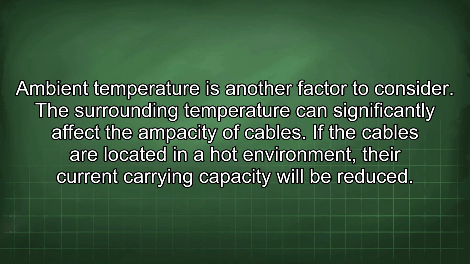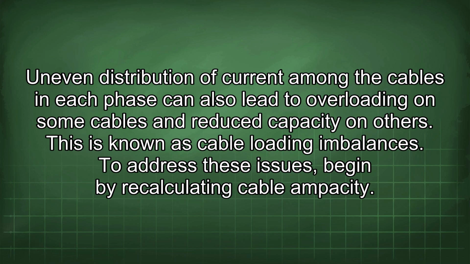Ambient temperature is another factor to consider. The surrounding temperature can significantly affect the ampacity of cables. If the cables are located in a hot environment, their current carrying capacity will be reduced. Uneven distribution of current among the cables in each phase can also lead to overloading on some cables and reduced capacity on others. This is known as cable loading imbalances.